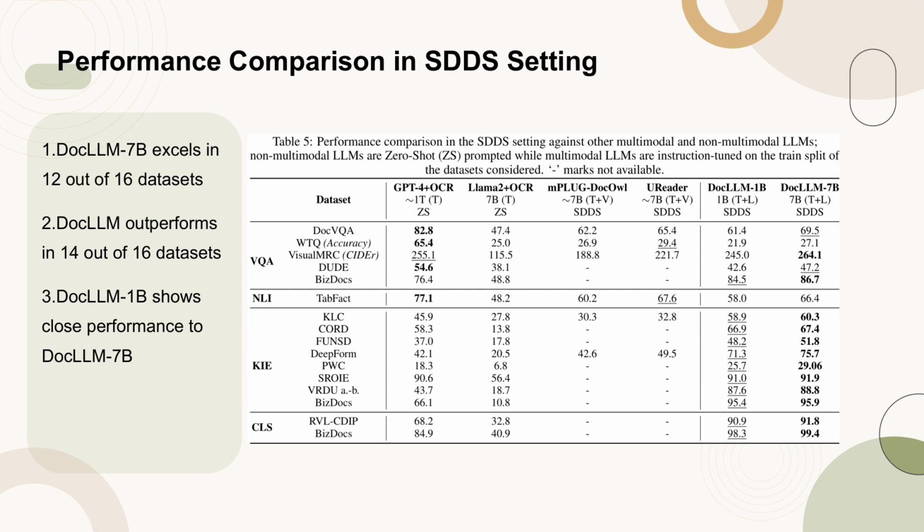Specifically, DocLLM demonstrates superior performance in layout-intensive tasks such as KIE and CLS. In VQA and NLI, its performance surpasses that of most multimodal language models, although it underperforms compared to GPT-4. DocLLM 1B demonstrates performance close to that of the larger model, suggesting that the smaller model can derive significant benefits from the architecture of DocLLM.